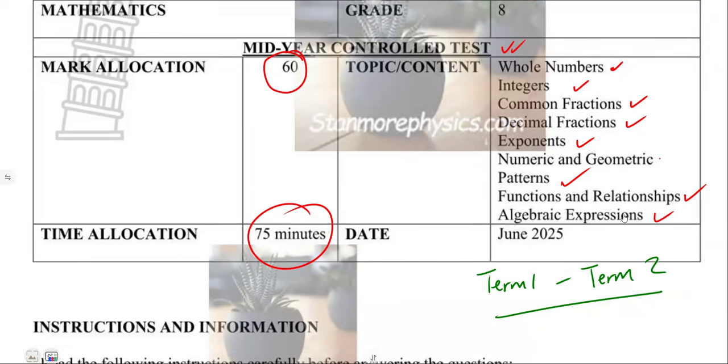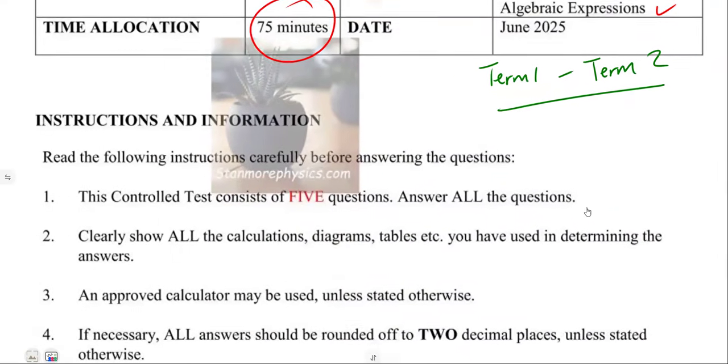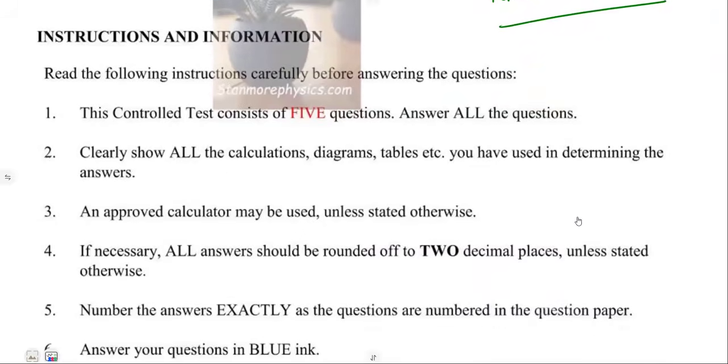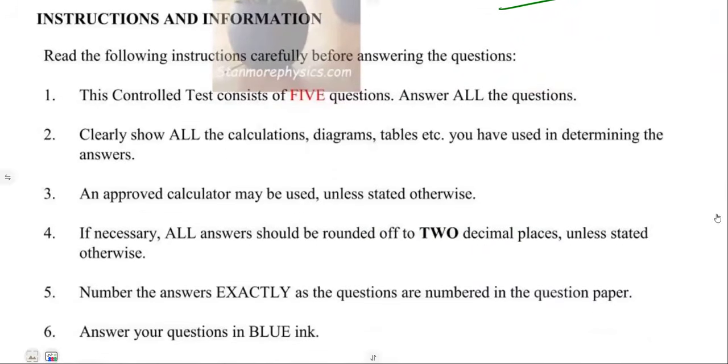So let us see what we have here. This is our instructions and information, so make sure you go through. We are given that this controlled test consists of 5 questions. Answer all the questions that you're given, and if necessary, all answers should be rounded off to 2 decimal places unless stated otherwise.